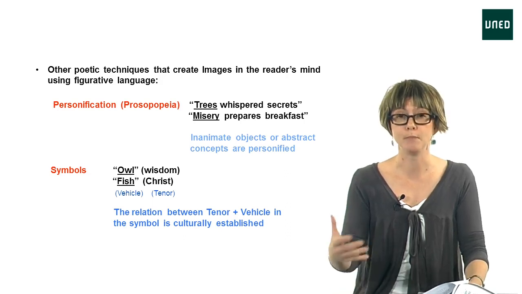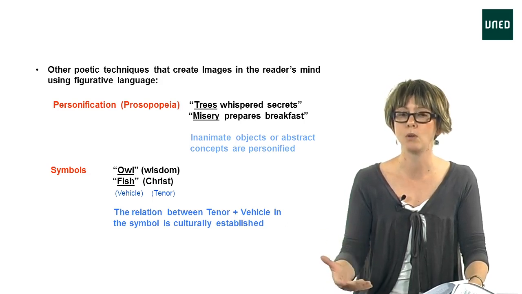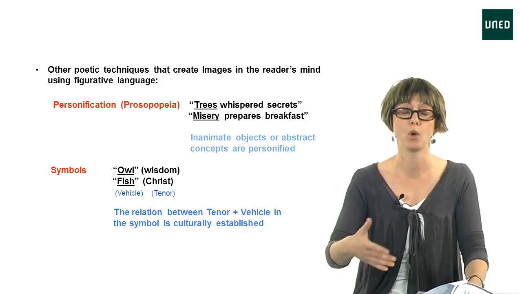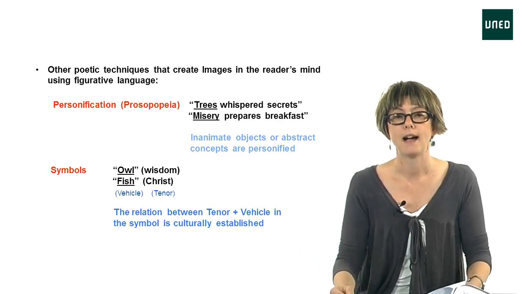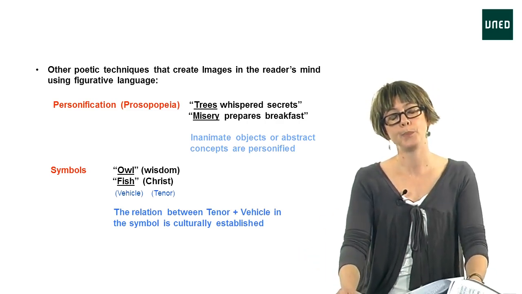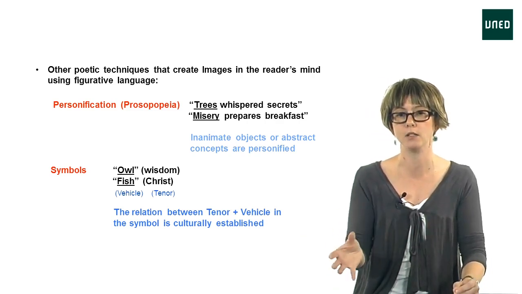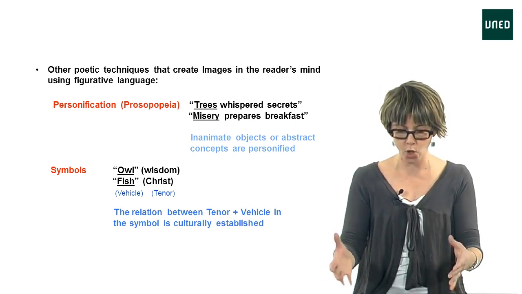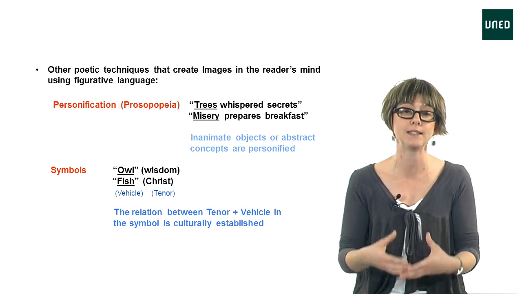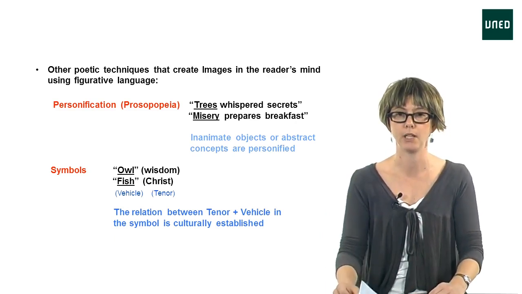Another figure, symbols. In this case, I chose the examples of owl and fish, who represent wisdom and cries. The characteristic of the symbol is that the relation between the tenor and vehicle in the symbol is not arbitrarily chosen by the author poet, but it's culturally established by the society it belongs to.